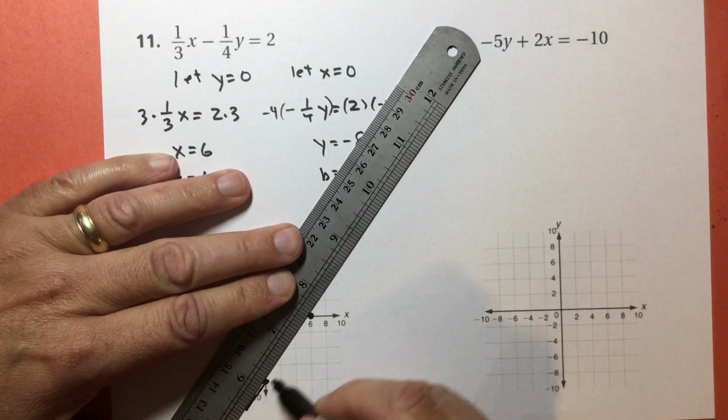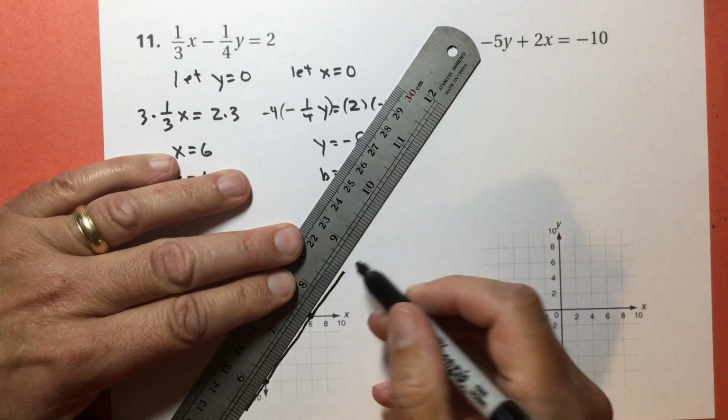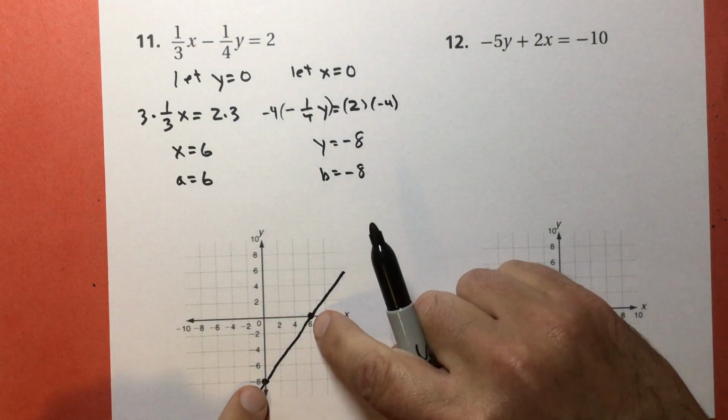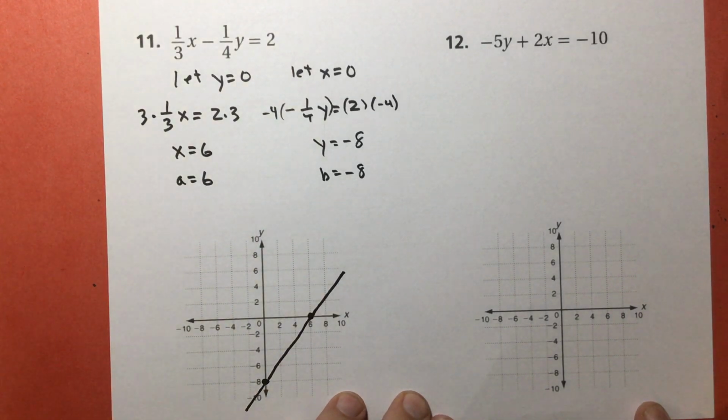And like I said earlier, make sure that you draw your line all the way from one side to the other side. Don't stop your line in the middle of it, and don't stop it just at those points. Draw it all the way. Show as much of the line as you can on the grid that you have.